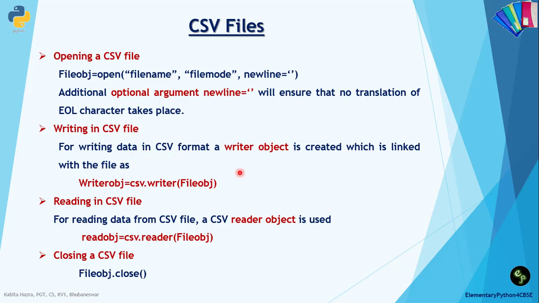For writing data in a CSV file, a writer object needs to be created which is linked with the file handle or file object using the writer method of the CSV module. Writer object is equal to csv.writer with file object as argument. To read data from a CSV file, a reader object has to be created, and the syntax is reader object is equal to csv.reader with file object as argument. We can use the close method with the file object or file handle to close a CSV file.